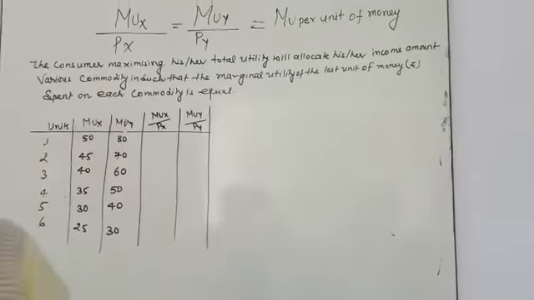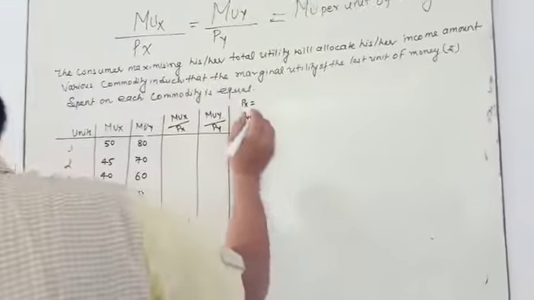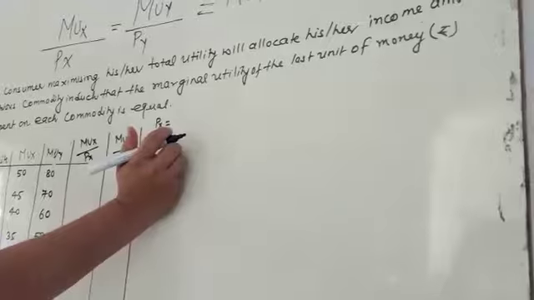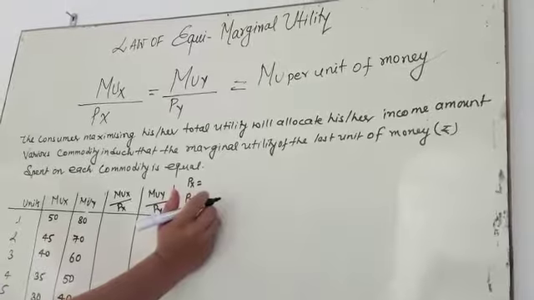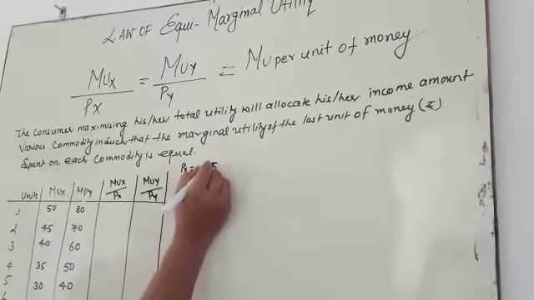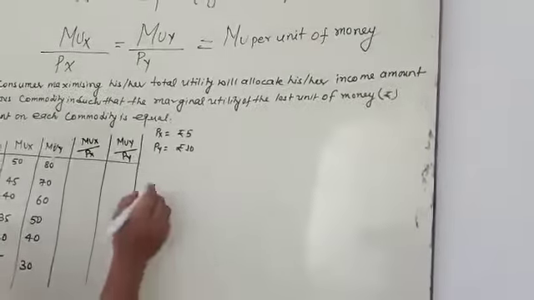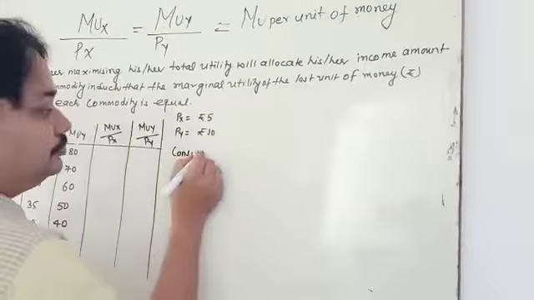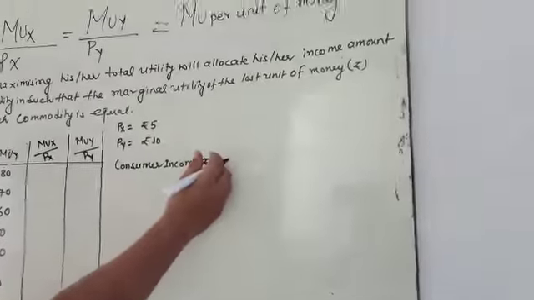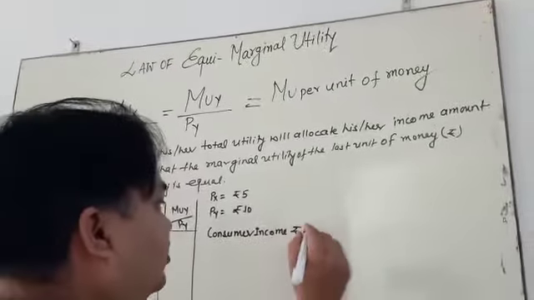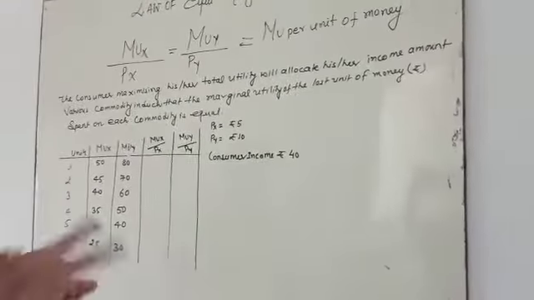Simple. You are going to find out MUX upon PX. So I am going to take the price of X commodity and the price of Y commodity. Suppose the price of X commodity is 5 rupees and the price of Y commodity is 10 rupees. This is the price. And the consumer has an income, suppose 40 rupees. So the consumer is going to spend 40 rupees on two commodities, that is X and Y.